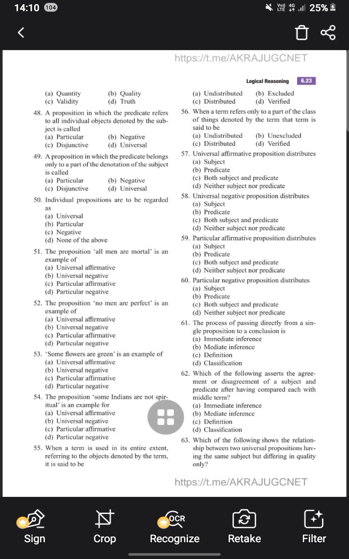Universal affirmative proposition distributes what? Only the subject. Universal negative distributes what? 58 is C, both subject and predicate. Particular affirmative, 59 is D, neither subject nor predicate. Particular negative distributes what? Only the predicate. Particular affirmative distributes neither, and particular negative distributes only the predicate.